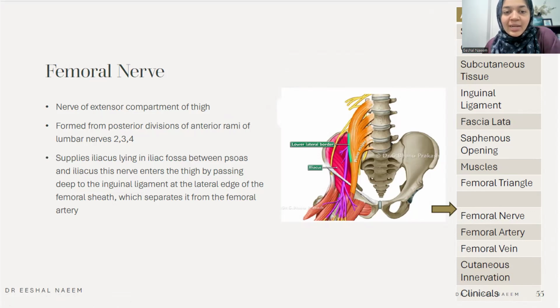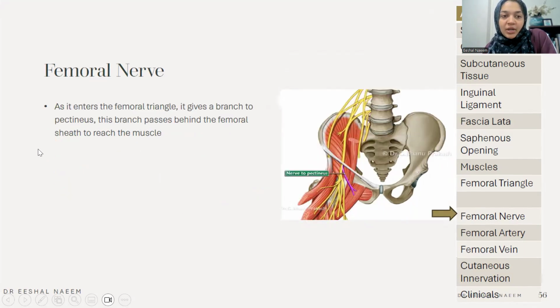So this nerve lies in the iliac fossa between the psoas major muscle and the iliacus, and both these muscles were forming one tendon that was going into the lesser trochanter of the femur, right? So this nerve passes deep to the inguinal ligament at the lateral edge of the femoral sheath. This femoral sheath had the nerve outside it. The sheath only has the artery and vein and lymphatics. So that sheath separates it from the femoral artery.